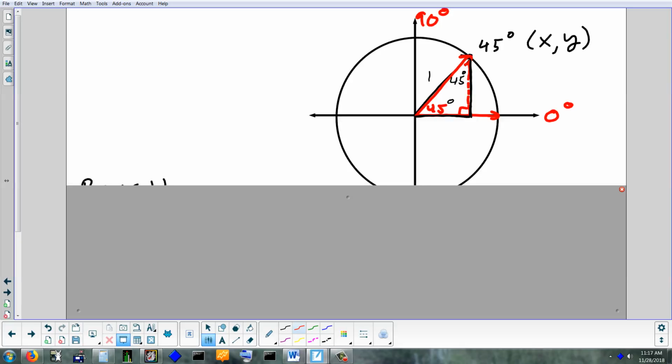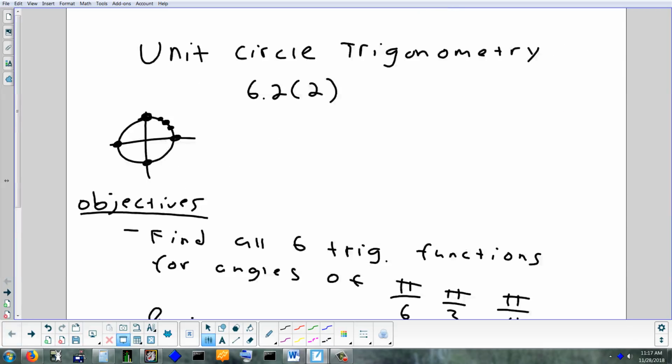Where did you get the 1 from? Where did I get the what from? The 1. The 1, it's the radius of the unit circle. So it's the radius of this circle. Everything is always on a unit circle.